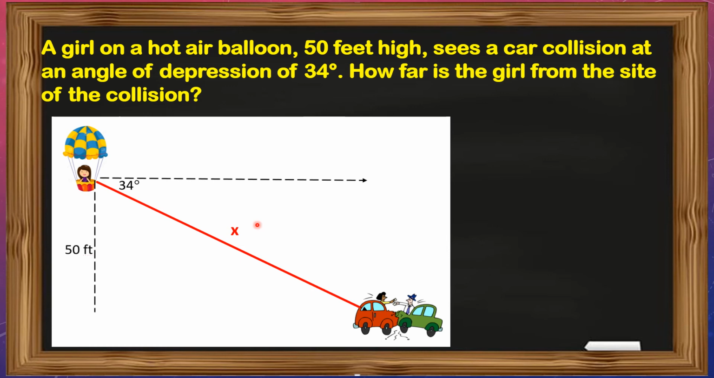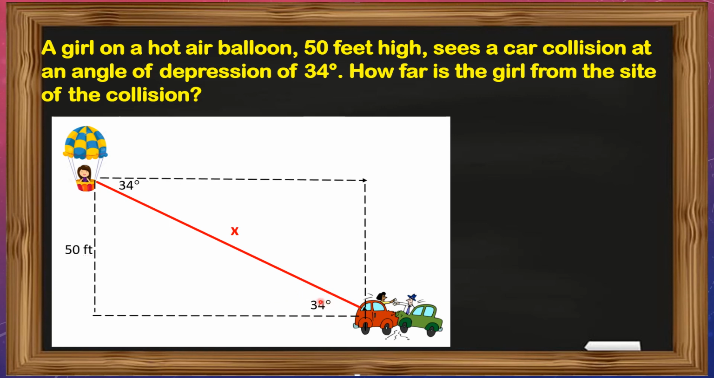In order to solve this, I have to enclose this part right here to complete a right triangle, and do the same thing on this side right here. This is parallel to this side, and this is also parallel to the bottom side. Since these two lines are parallel lines, and this line here acts as a transversal, you will notice that these angles are alternate interior angles. Therefore, the measure of this is also 34 degrees.